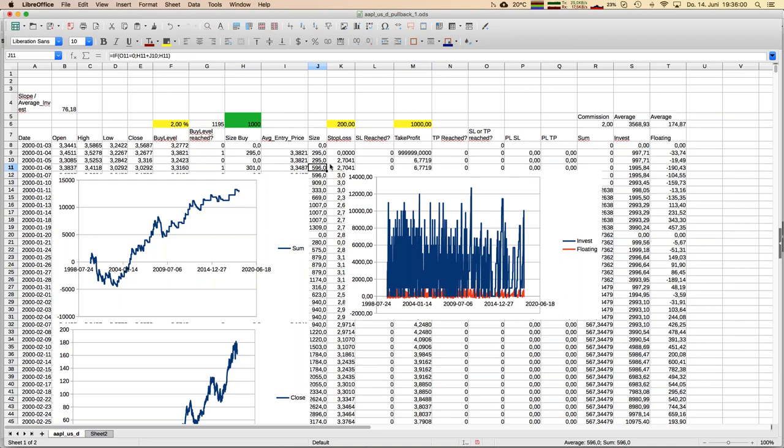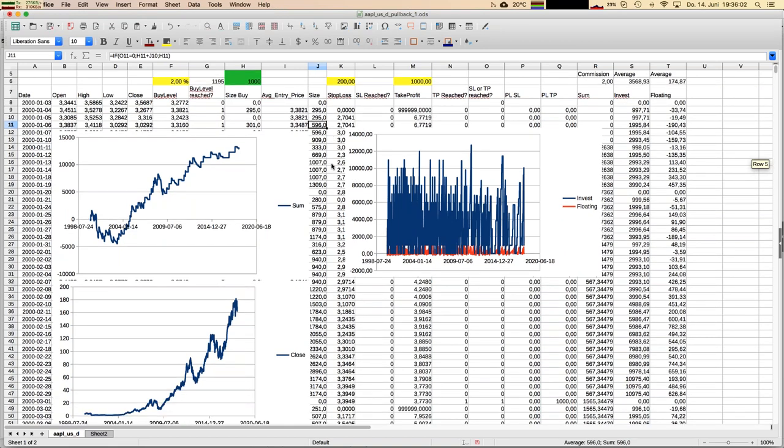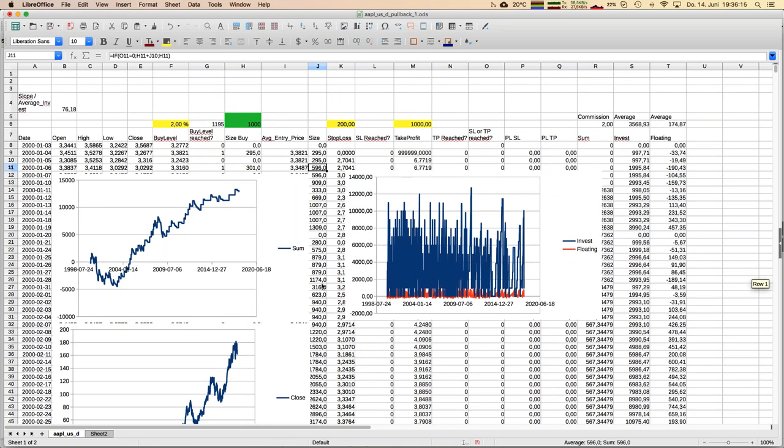And now let's look a little bit at the three graphs here so that you know what is represented there. At the lower end, quite easy, that's the price of Apple during the last 18 years, just for illustration. And then maybe the most interesting part is the equity. That is the calculated equity based on that strategy, including commissions, so transaction costs.